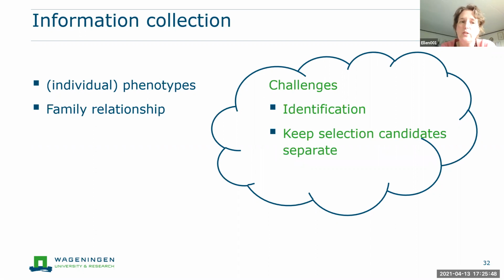It's also important to collect information on the family relationship, but here we also notice that there are some challenges. So again, identification, and we already mentioned in the beginning of this presentation that in some insect species, it's difficult to keep the selection candidates separate and to have single pair mating, because those individuals prefer to mate in large groups, and then it's difficult, and it will have an effect on your fertility.